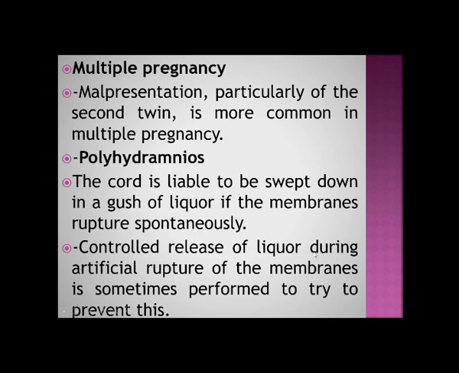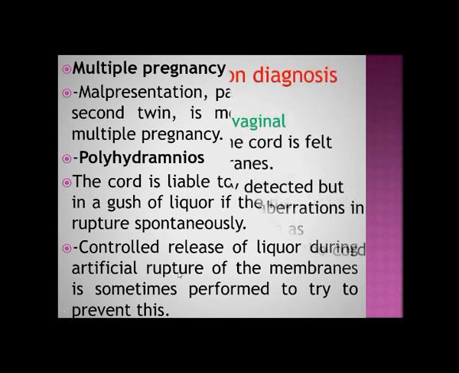Then controlled release of liquid during the artificial rupture of the membranes is sometimes performed to try to prevent this. So usually if polyhydramnios is there, there is a chance of the cord being swept down through the gush of liquid. So what can we do? We can do the artificial rupture with controlled release. We keep one hand in place when we make the incision in the amniotic sac, so we slowly release the fluid. Then there will not be any gush of fluid.